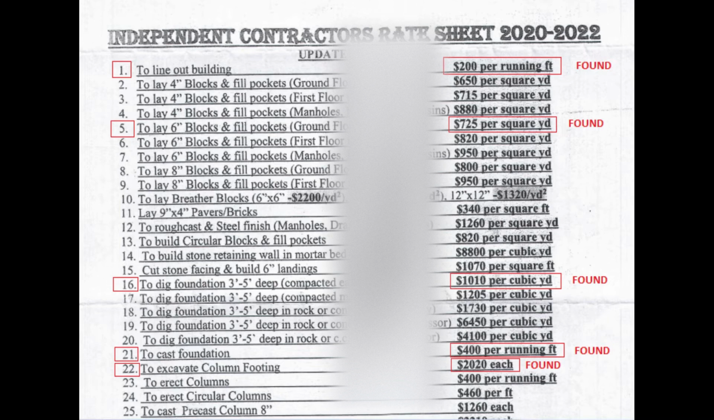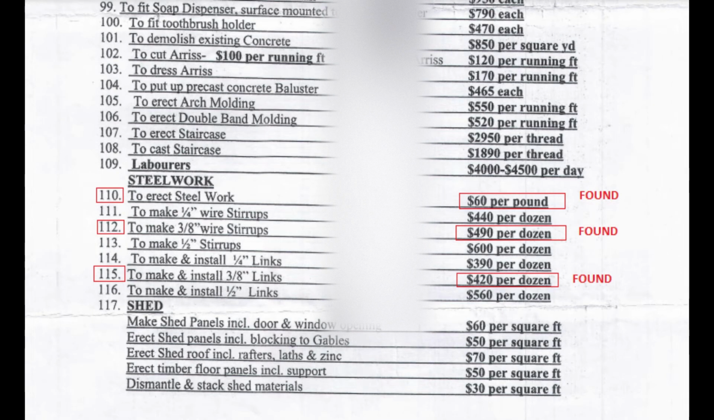As seen on the rate sheet, it falls under the heading number 1. All these items, I'm going to just refer to the number that the independent contractor's rate sheet is specifying that you can find the rate. So line out is at number 1. Excavate foundation, or to dig foundation, as we say in Jamaica, is number 16. Excavation of column footing, number 22. Casting of foundation, number 21. Steelwork is number 110. Stirrups is number 112.